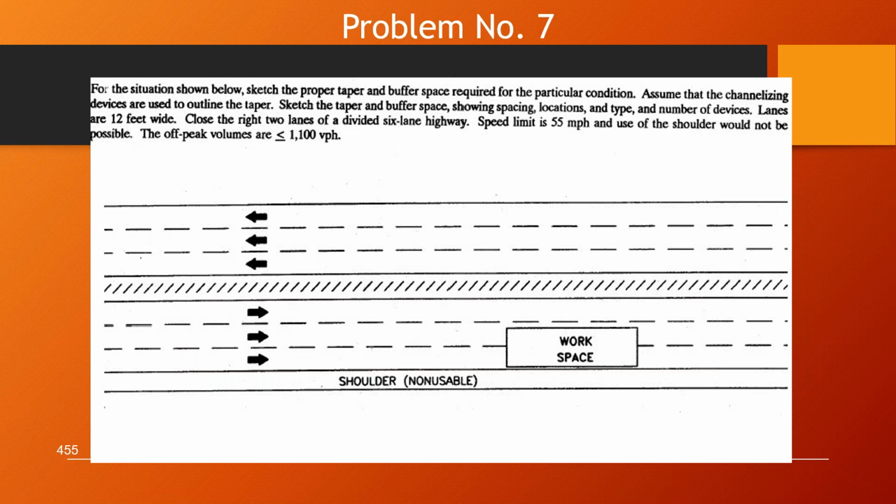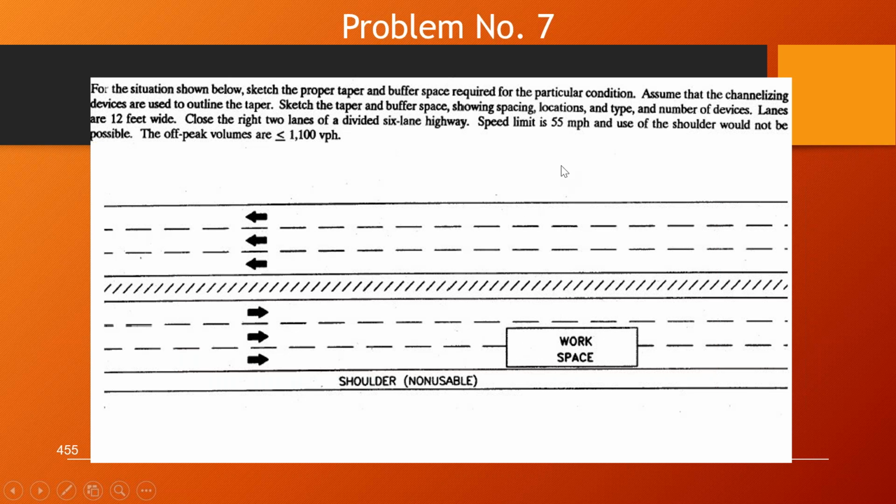Lanes are 12 foot wide as are most freeways. Close the right 2 lanes of a divided 6-lane highway. Speed limit's 55. So it must be in the vicinity of a city. As we approach, we usually lower the speed to 55. And the use of the shoulder would not be possible. The off-peak volumes are less than 1,100 vehicles per hour.